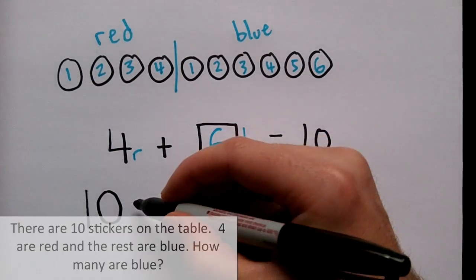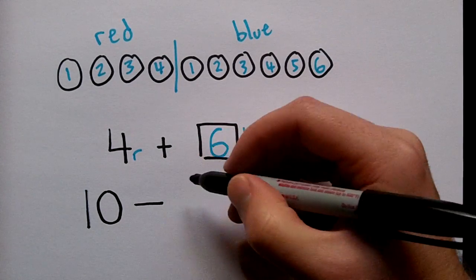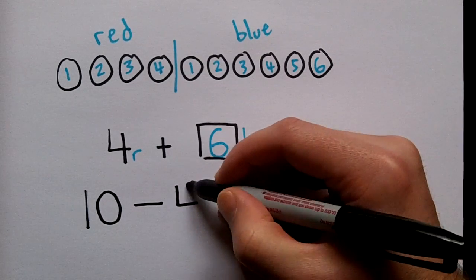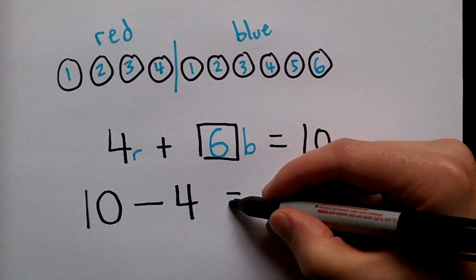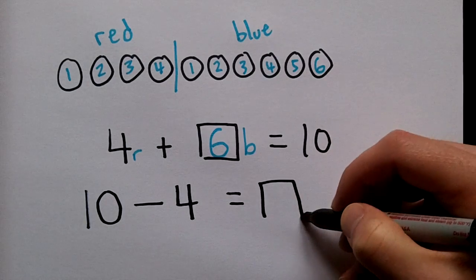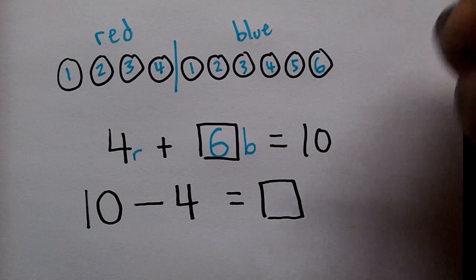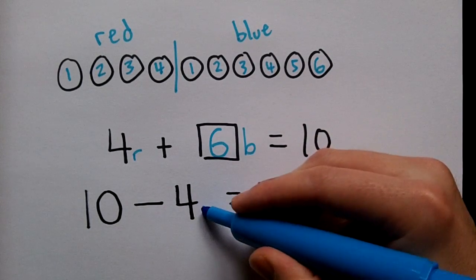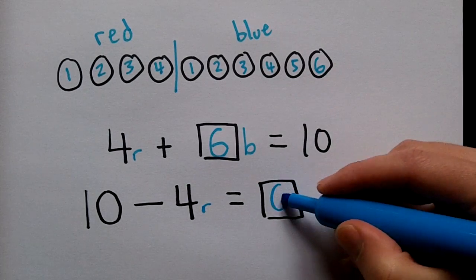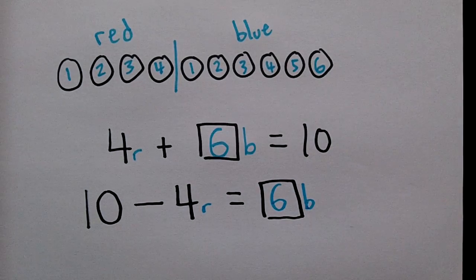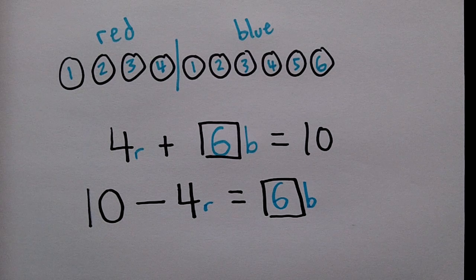This can also make sense as a subtraction problem. Although in this case, subtraction doesn't mean take away, it means separate. So there were 10, we separated the 4 that were red, and that leaves us with the blue stickers. Again, I'm going to label it to make sure it makes sense. 10 separate 4, leaves 6.